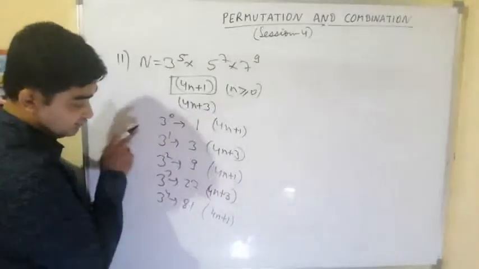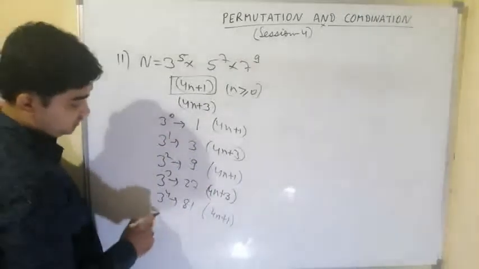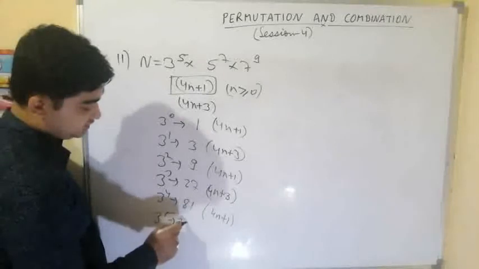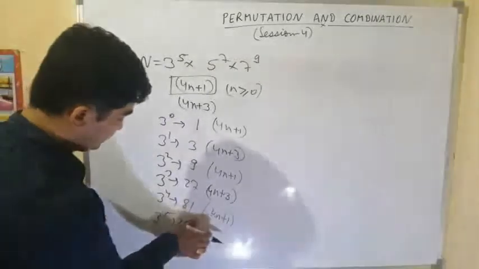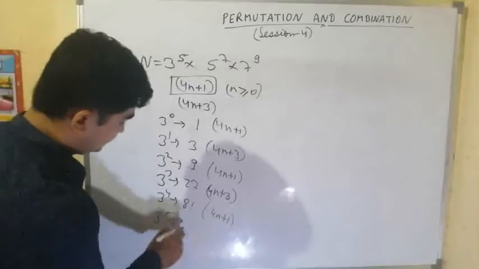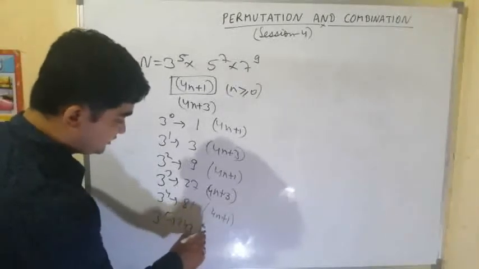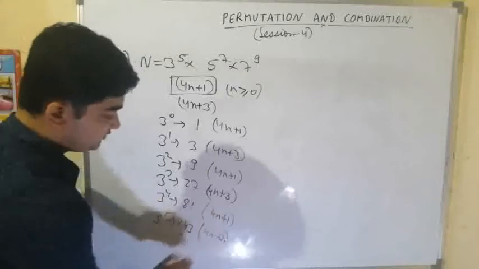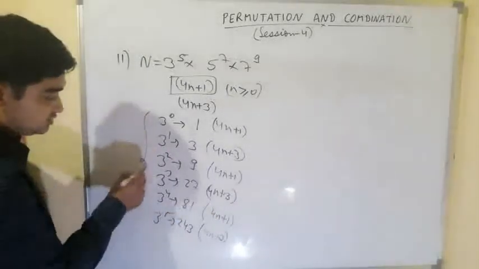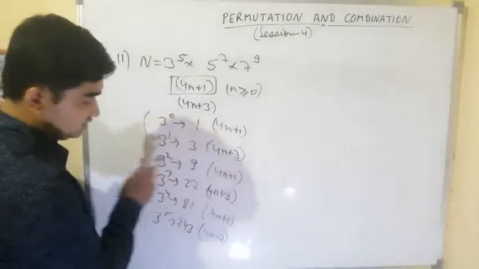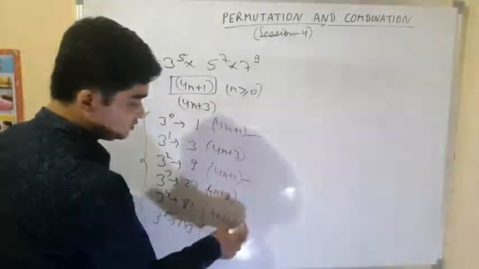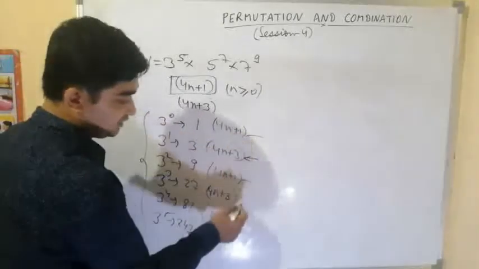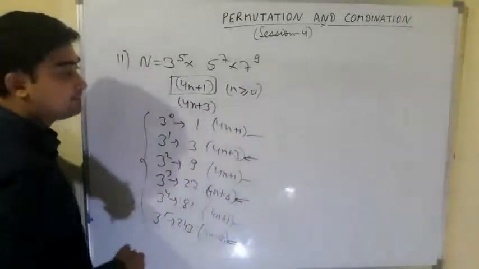So how many choices are there with 3? 3 power 5 also, which is 243. 3 power 5 is 243, which is of the form 4n plus 3, 240 plus 3. So there are 6 choices with 3. Out of these 6 choices, 3 are 4n plus 1 and 3 are of the kind 4n plus 3.